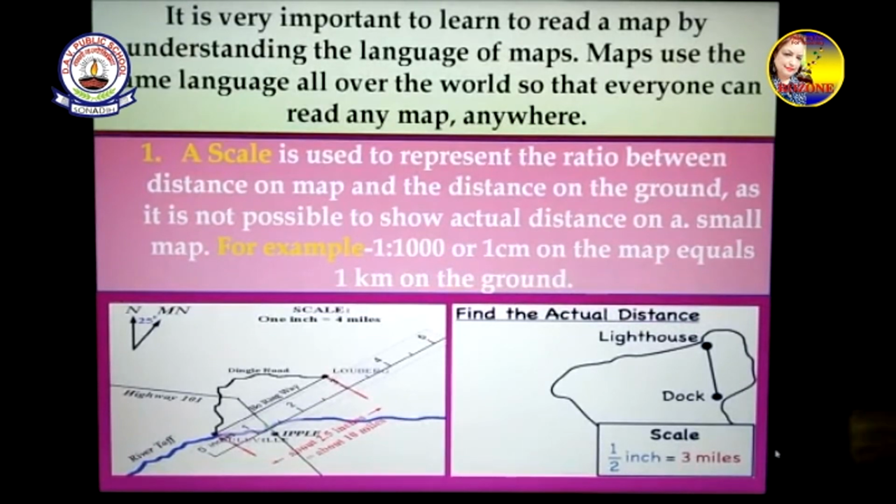So you see, half an inch is equal to 3 miles, it is shown over here. From the lighthouse to the dock, to the ship where the ships are, from there the distance is 3 miles. But on the map it is showing half an inch only.